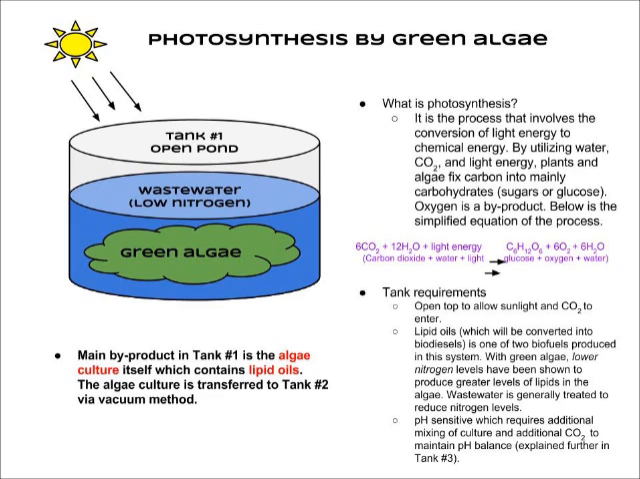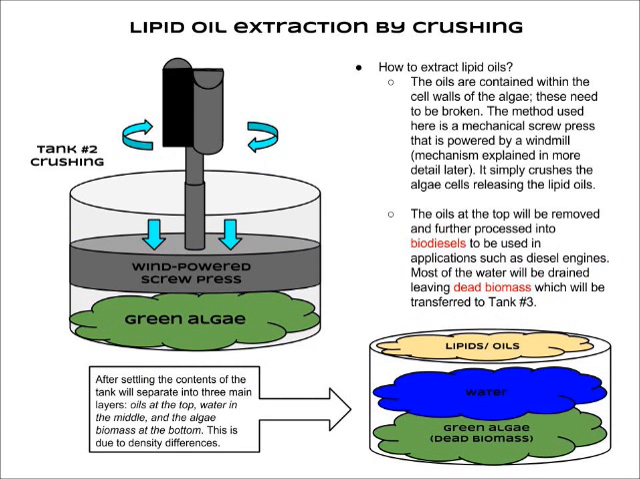This algae culture is then transferred to tank number 2 via vacuum method. Here in tank 2, the main process is crushing to extract the lipid oils. What we have here is a draining of most of the water, and we have a wind-powered screw press.